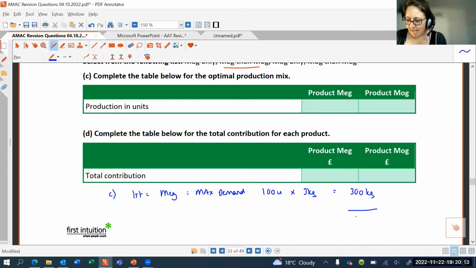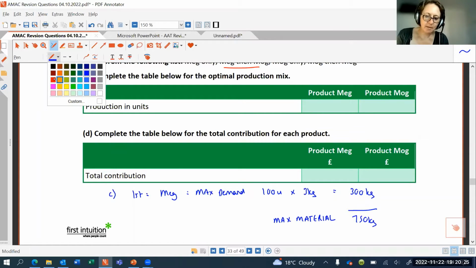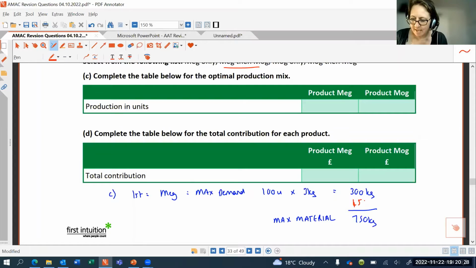Now what I also want to do is make a note of my maximum material, because otherwise I'm going to get carried away and use more than I've actually got. So the maximum material available was 750. So do you agree? We've got 450 kilograms left. That was the balance. So I can use that for my second choice product. I only had a first and second here. So the MOG is basically the balance. I can't do the maximum demand. I already know that my materials are limited, so I can't do everything that I'd like to do. So here I'm just going to use up whatever I've got left, which is 450 kilograms making MOG.